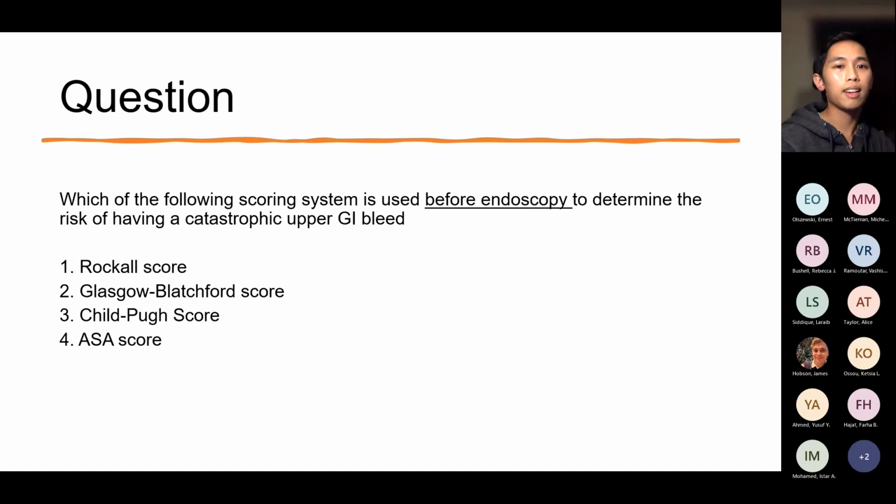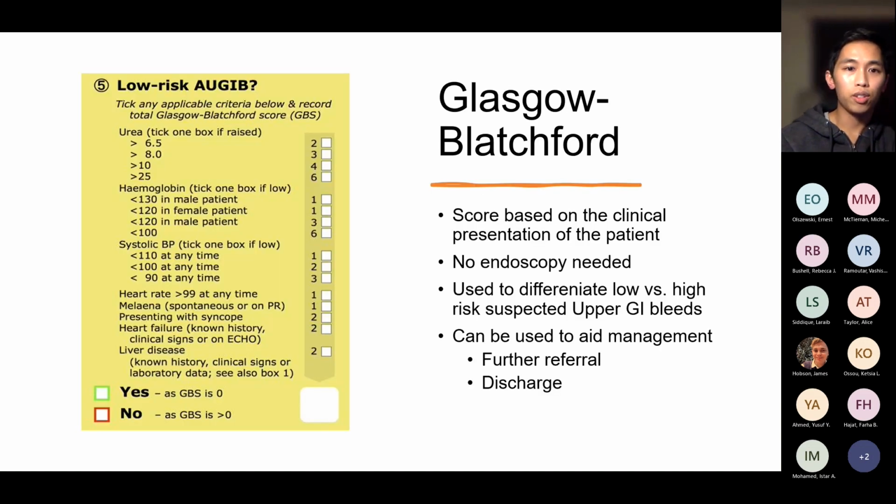So the answer is the Glasgow Blatchford score. This is a score used before endoscopy to stratify someone's risk of having a high risk GI bleed, and it just uses the clinical presentation of the patient. So you don't need to go to endoscopy. This can be used to differentiate between low or high risk GI bleeds.